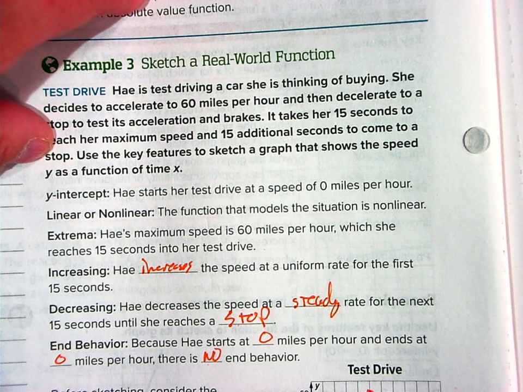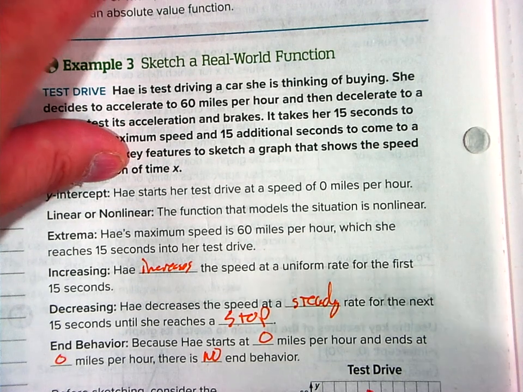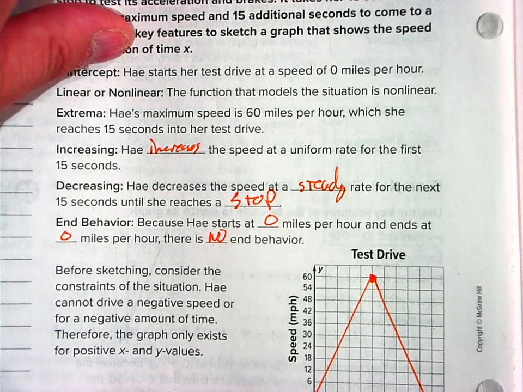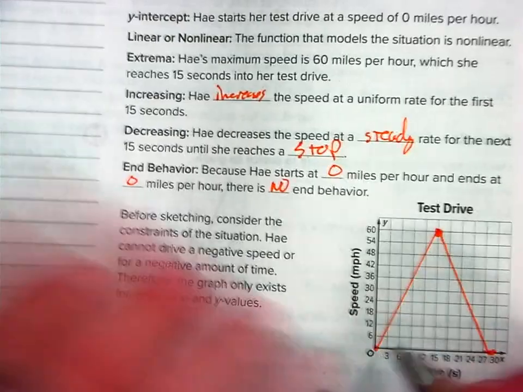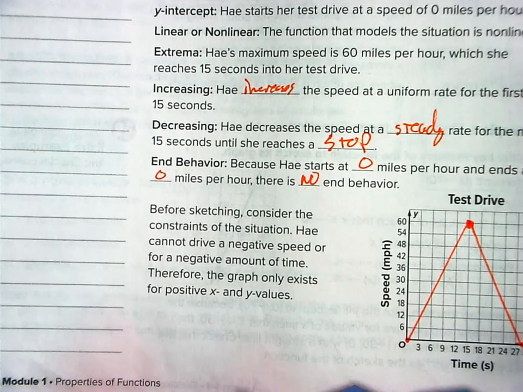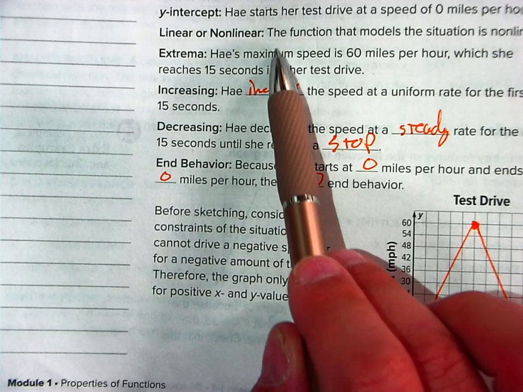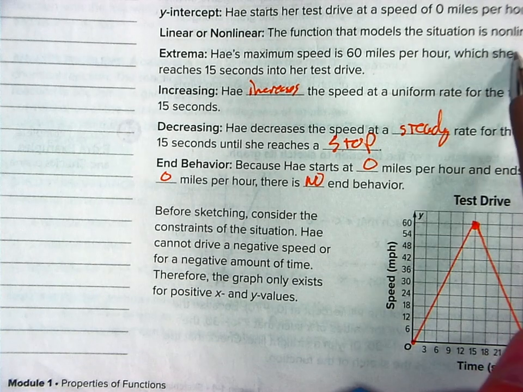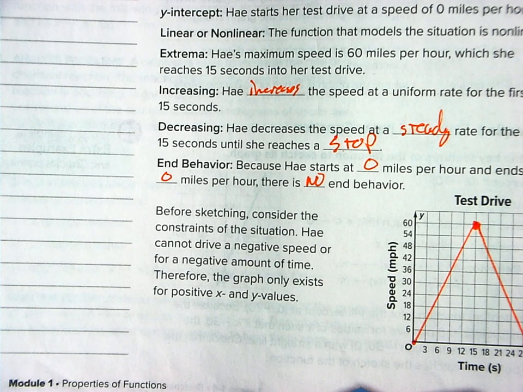Like I said, 99% of the time x is on the bottom. Y-intercept. Hay starts her test at a speed of 0 miles an hour. So please go to 0 and put a point there. Linear or nonlinear? The function that models this situation is nonlinear. Why? Because she steps on her accelerator, she goes up to 60, and then what does she do? Lets off and puts the brakes, so it decreases. It's not just a straight line, it goes up and then comes back down. That is an absolute value.